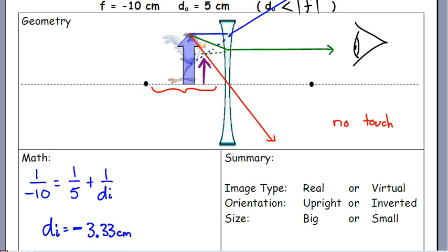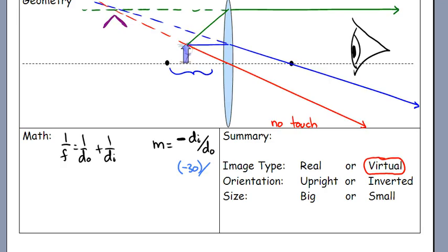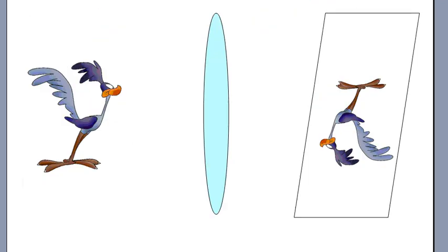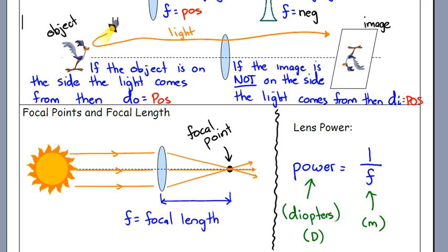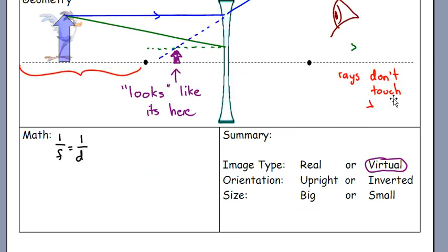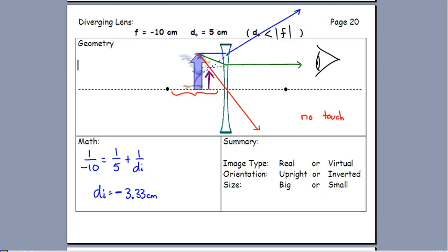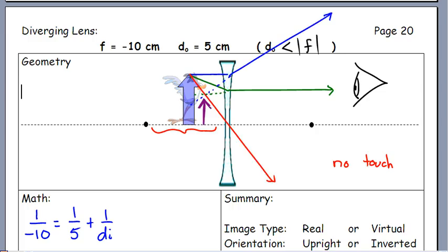Right, so I'm just going to go back in our notes here for a second, if I can find it. Where were we talking about the sign chart? Yeah, it was here. So we said if the image is not on the side the light came from, so if it's after the glass, then the DI is positive. So it didn't come out positive, it came out negative, so it's not after the glass. All right.